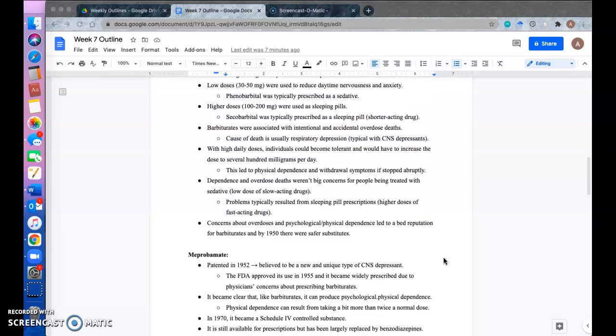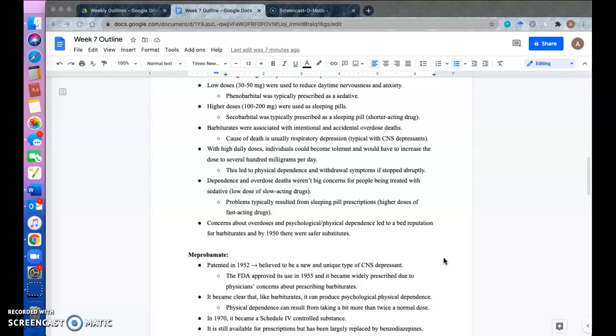Barbiturates were associated with intentional and accidental overdose deaths. The cause of death is usually respiratory depression, which is typical with CNS depressants. With high daily doses, individuals could become tolerant and would have to increase the dose to several hundred milligrams per day. This led to physical dependence and withdrawal symptoms if it was stopped abruptly.